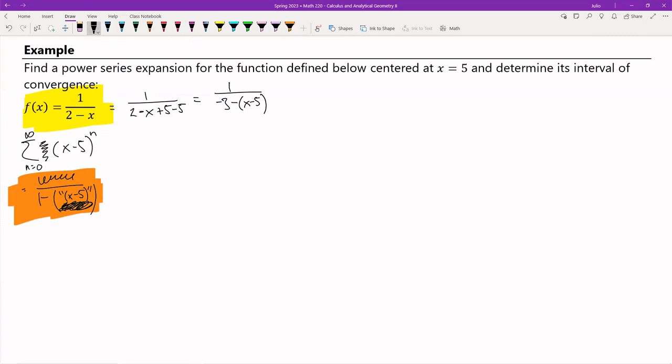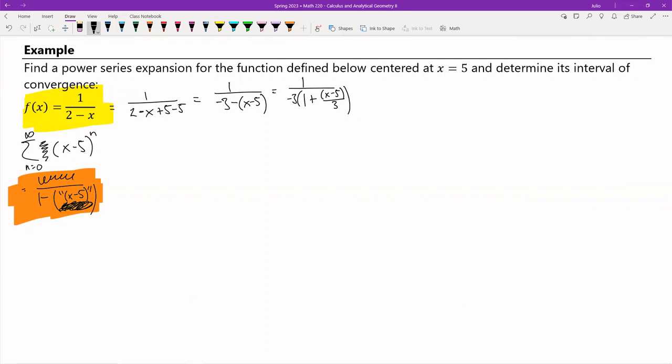So this is how it's going to happen, okay? 1 over, I'm going to factor out that negative 3 on the bottom, right? And what that does, it turns it into 1 plus x minus 5 over 3. Let me write that nicer. 1 over negative 3, 1 plus x minus 5 over 3. Got it?